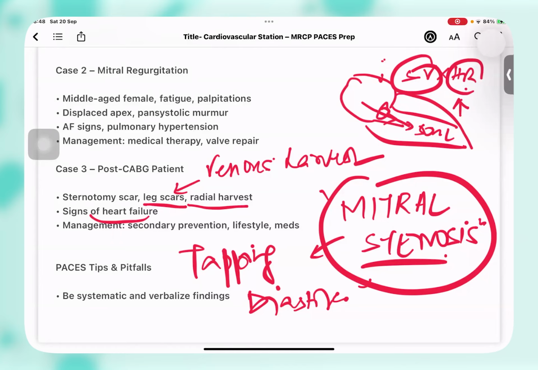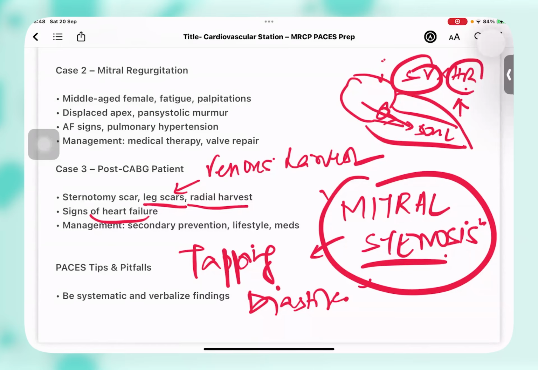Even the S1 is palpable. It is a beautiful viva in PACES when mitral stenosis is kept. Why? Because of multiple signs and everybody is interested. Only in India, Pakistan, Nepal, Sri Lanka, Bangladesh do you see rheumatic fever patients still. In the UK, you will not find any. So the examiners are also excited. Oh, rheumatic fever is kept. Oh, mitral stenosis is also there.